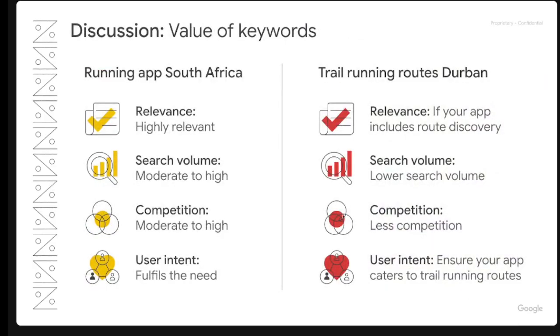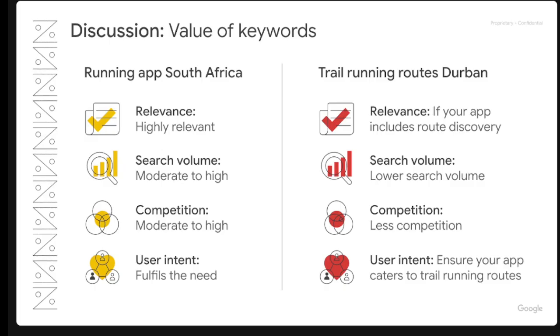Okay. Thank you for sharing and also participating in the chat. I think that we understand what we were trying to achieve with this activity. We'll look at just maybe two of the keywords. So, running app South Africa being the first one, which we touched on with Sabelo. We understand that it is highly relevant and it states the app's purpose and also targets the location being South Africa.